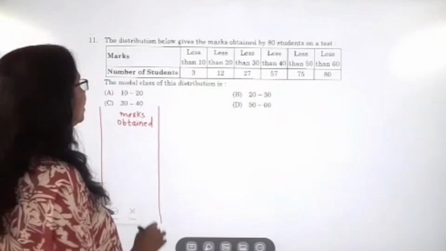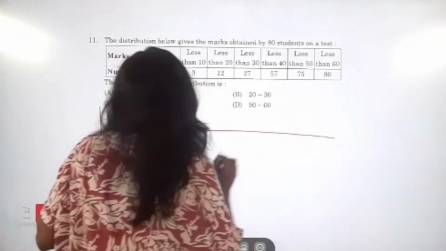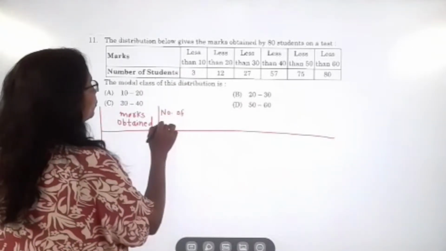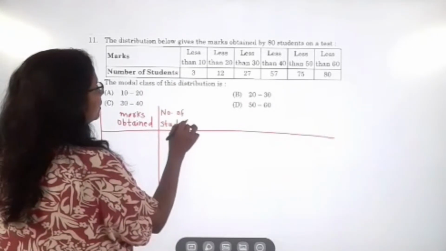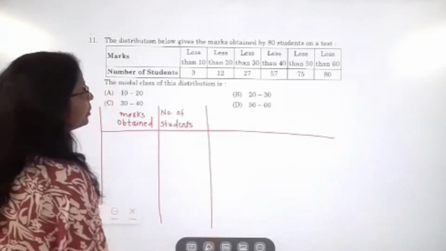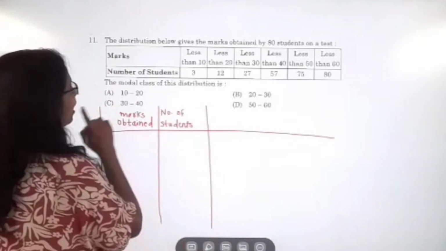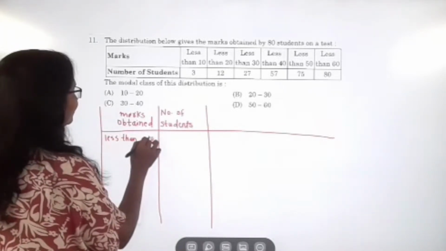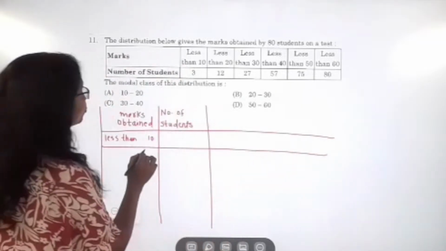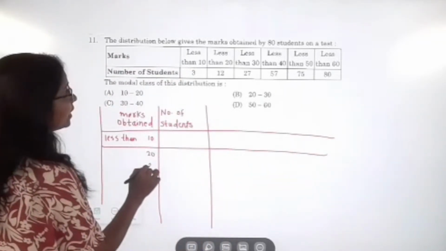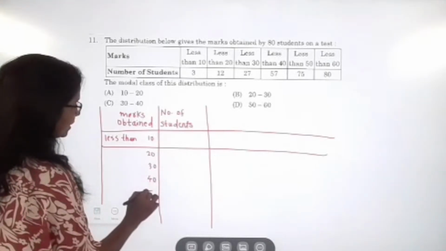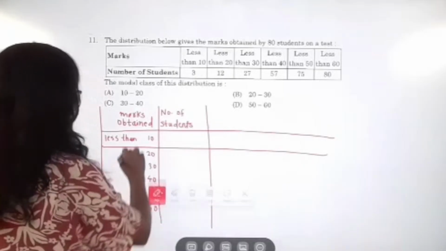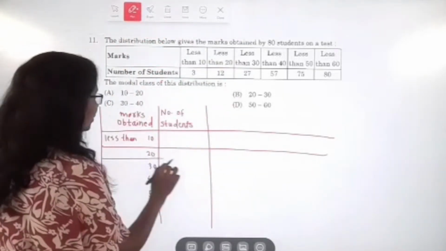Okay, so I make down the vertical: marks obtained, and then here the number of students. Always we take the number of students and the frequency. So now here less than 10, then students less than 20, less than 30, less than 40, less than 50, less than 60. Up to this, less than 60.